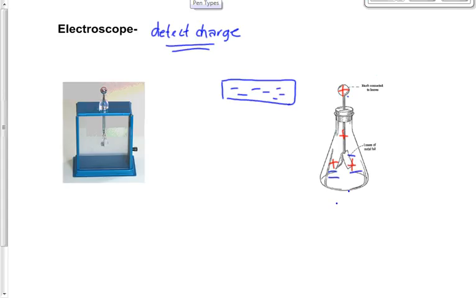Look at the leaves now. The leaves were neutral. Now they've got more negatives than positives, right? If both of these leaves are negative, they're not going to hang straight down anymore. What's going to happen to them? They're going to repel each other, so they push apart. Does that make sense? We've just detected charge. It doesn't tell us that we had negative. It doesn't tell us how much charge we have, but it tells us we got charge, because these leaves don't spread apart. These leaves stay straight down in the absence of charge.